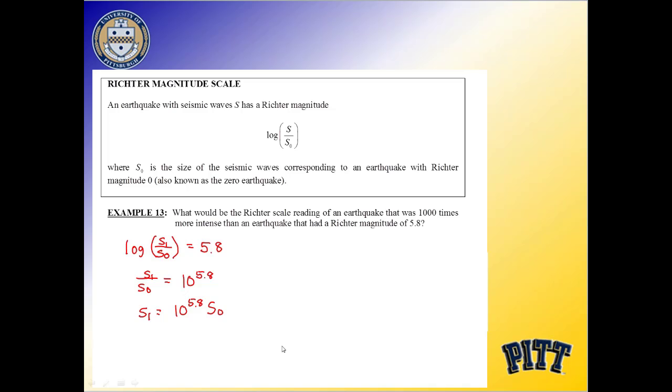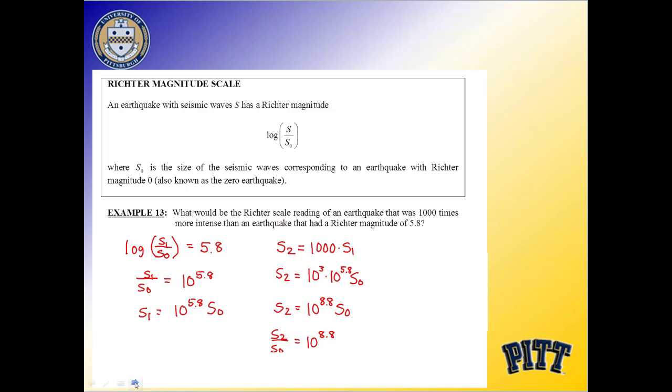The second earthquake, the one I'm looking to find the Richter scale reading of, I'm going to call S2. That's 1,000 times more intense than S1, and 1,000 is the same thing as 10 to the third power. So 10 to the third power times 10 to the 5.8 power times S sub 0 becomes 10 to the 8.8 power S sub 0. And that's what the second earthquake's intensity would be.